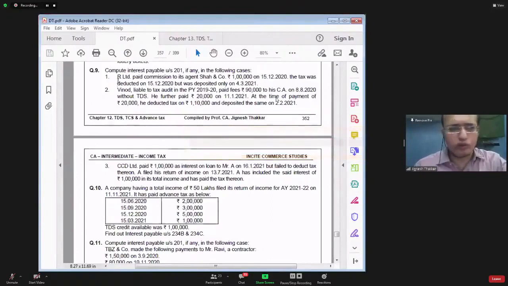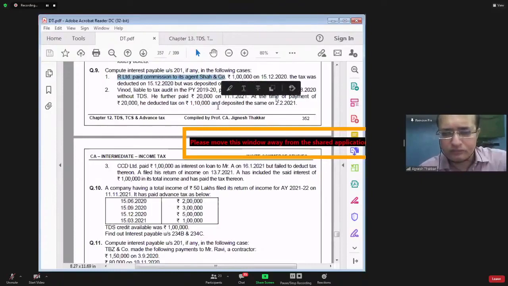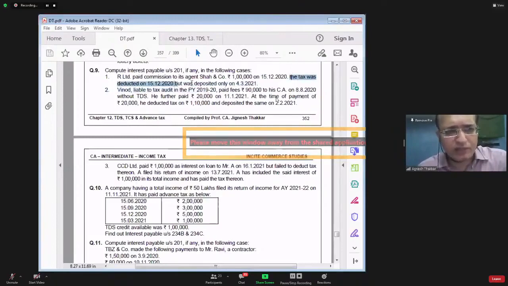So let us go to question number 9, point number 1. There are 3 points here. Every point is an independent point. Don't try to connect these points to each other. Point 1 says R Limited paid commission to its agent Shah and Company. How much commission? 1 lakh. This is paid on 15 December 20. Tax was deducted on 15 December 20, but it was deposited only by 4th March 21.